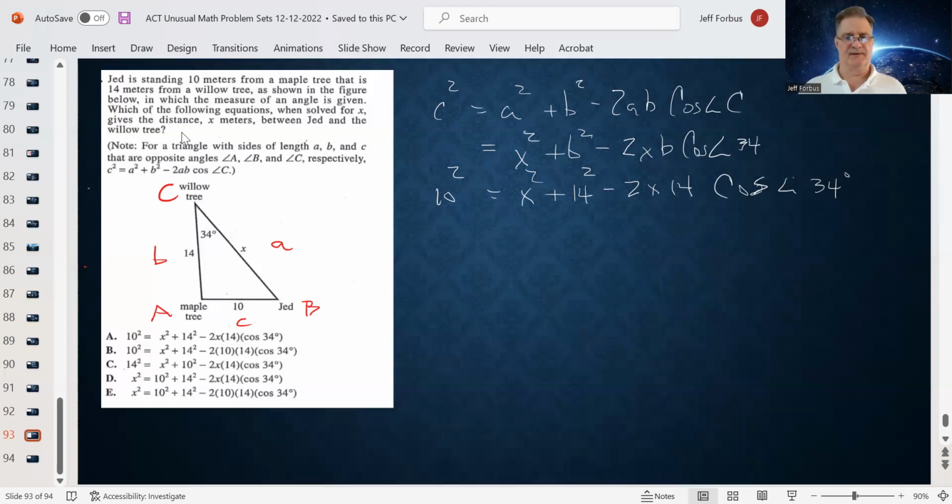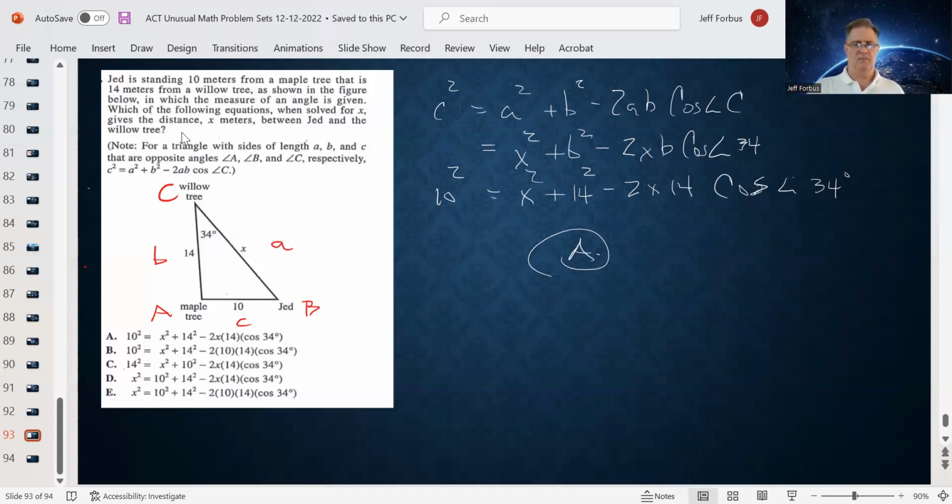Okay, now look at your answer choices. Which one of your answer choices has what we have written? A 10 squared, an x squared, a 14 squared minus 2x times 14 times the cosine of 34 degrees. The only one that matches is answer choice A. So what I would do if I were you guys, when you come across the law of cosines, is always call the angle that's given C, and then define the triangle how you want, and then match it up, just like we did.